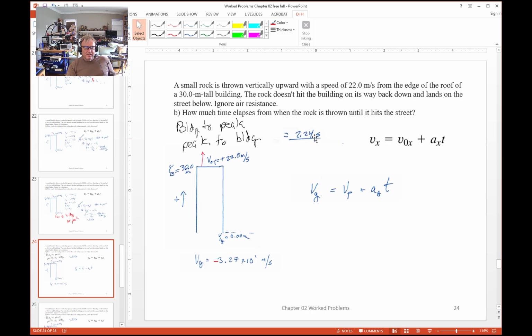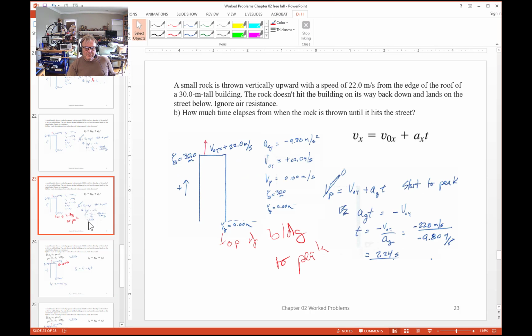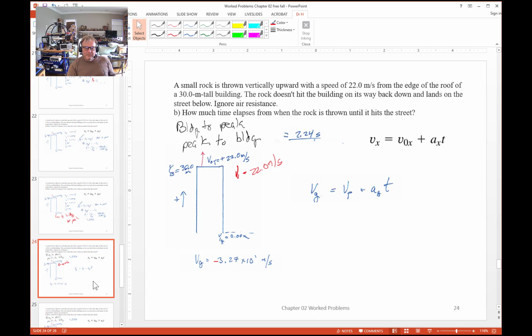So at first I was going to double these and then go from here down, but it isn't even necessary. I mean, of course, remember on the return trip, when it's going back past this point, it's going at negative 22.0 meters per second. But I realized that I know how long it took to get to the top, and so I can just use the same equation again because V peak is equal to 0. But now I want to get the V ground. And notice that V peak is inside, so that makes it slightly different.